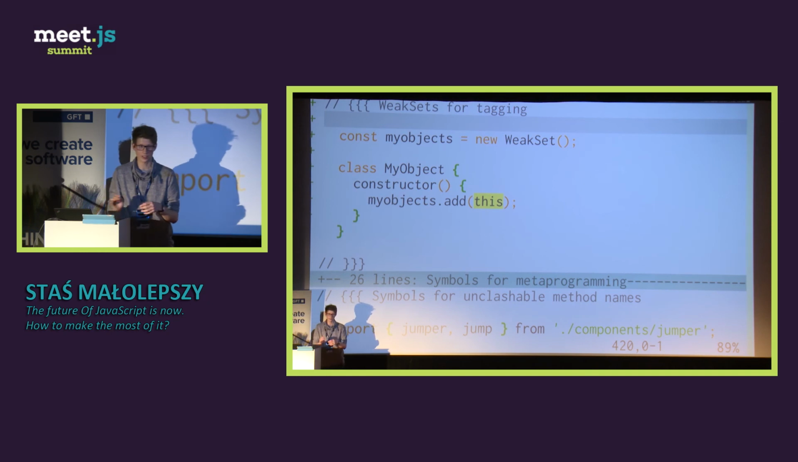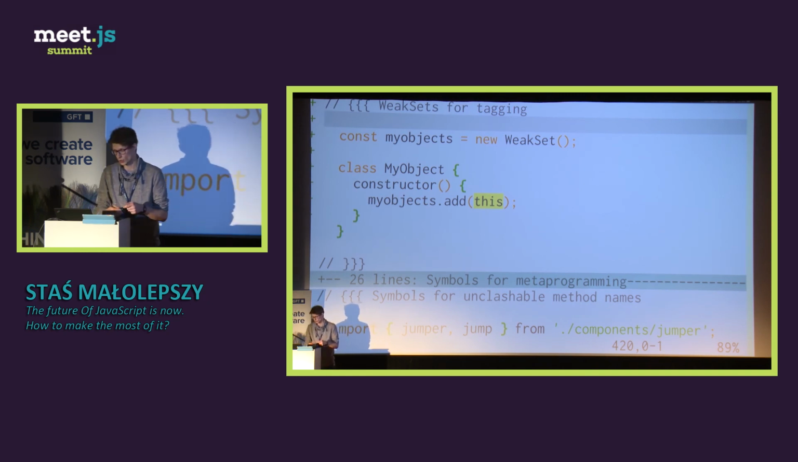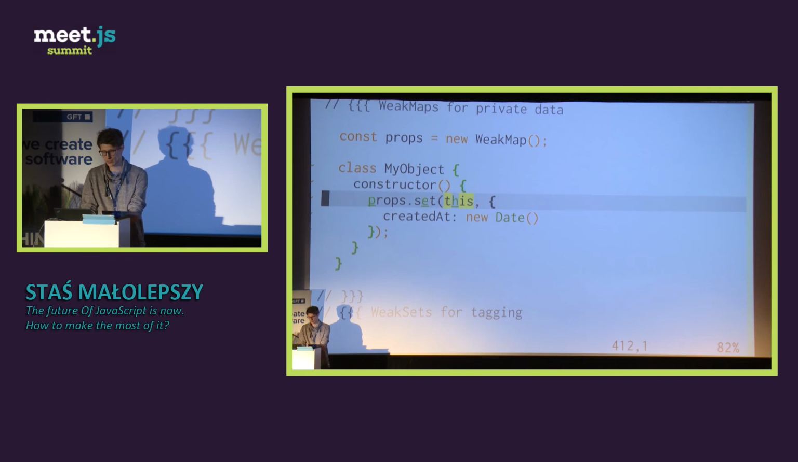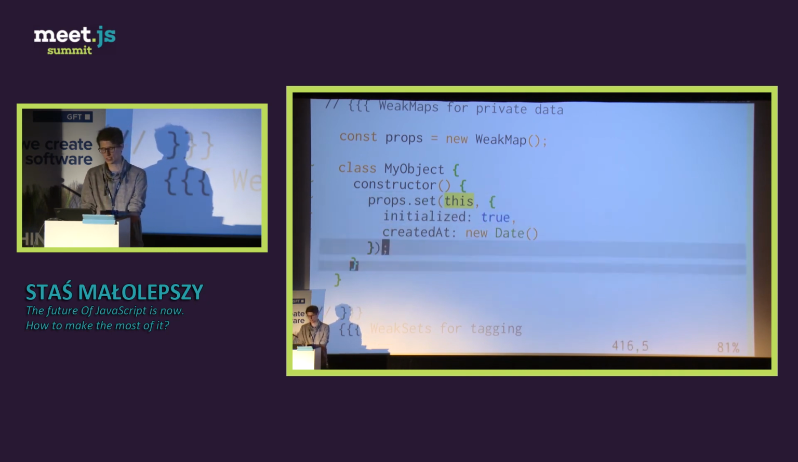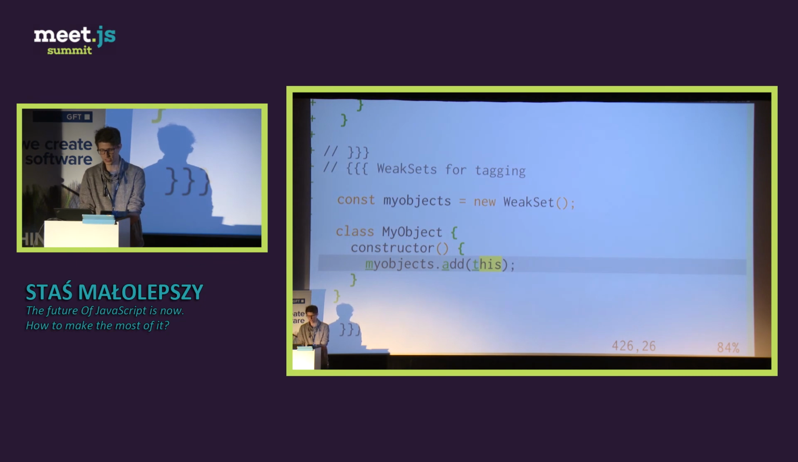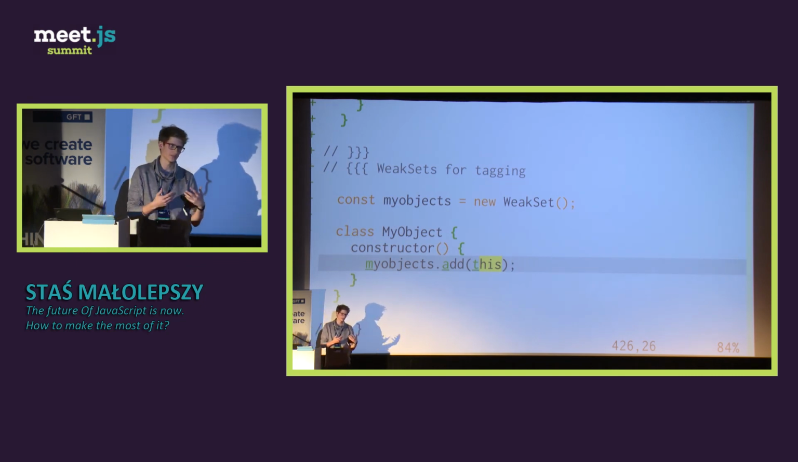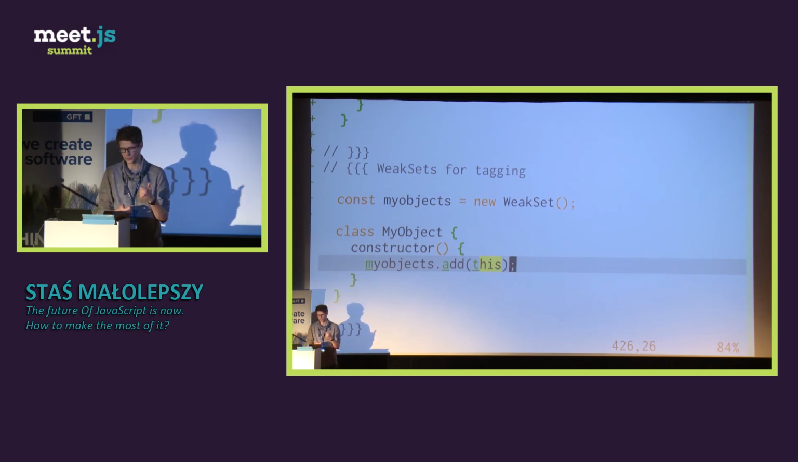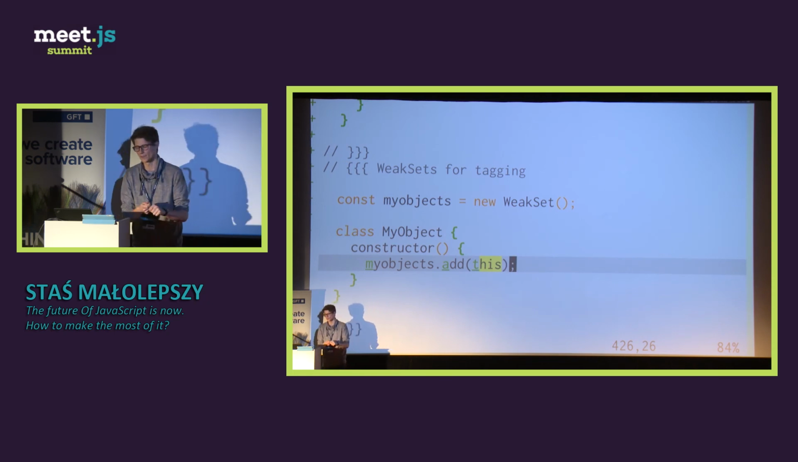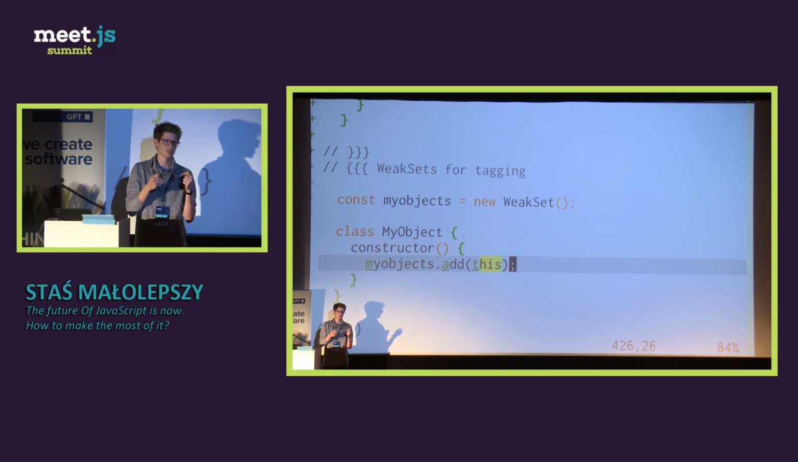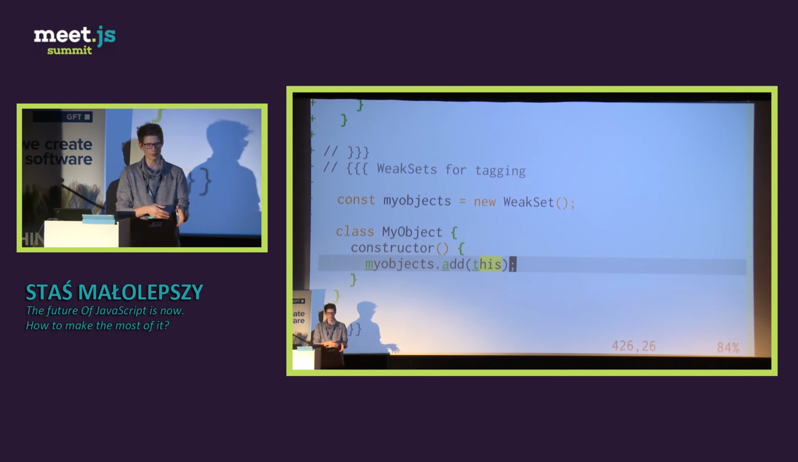Sets, on the other hand, are great for any kind of tagging you want to do. So in the previous example, if I were tempted to do something like this, I could just as well use a weak set and just add my object to a set of created things. This can work really well for two kinds of scenarios. One is whenever you're trying to detect a cyclic reference. A lot of algorithms in general have this step where you need to check if you've already seen this object. So weak sets are great for that.